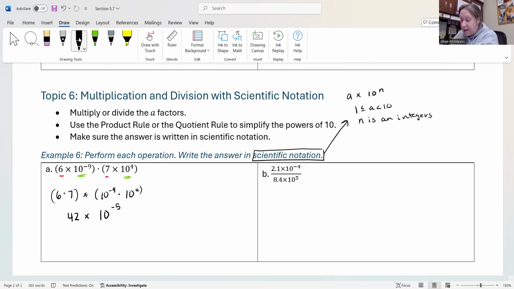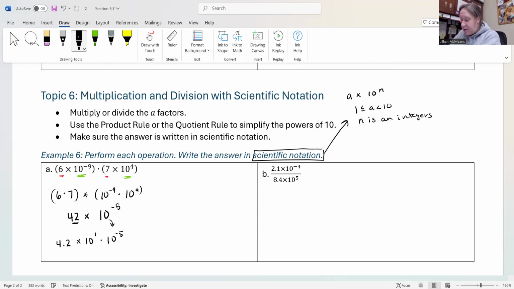The biggest thing to check is the a factor. Is this number between 1 and 10? Well, no, 42 is too big, and we need to get it into that just right sweet spot. So if I'm not already in scientific notation, I rewrite a so that it is. a is too big, so I would want to move the decimal between the 4 and the 2. But 4.2 is not the same as 42, so I need to multiply it by 10 to the first, because I moved my decimal once. And then I just bring down that other power of 10, so 10 to the negative fifth.